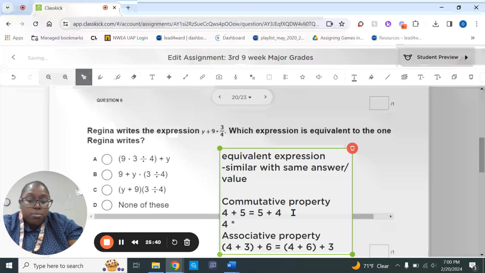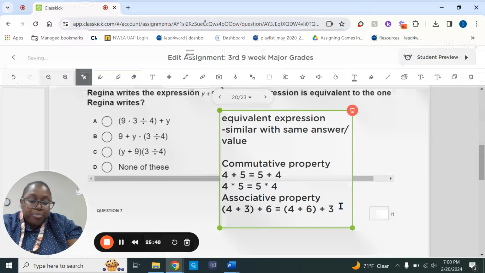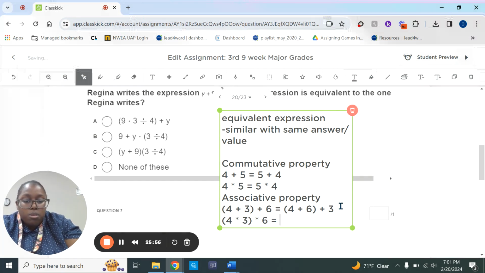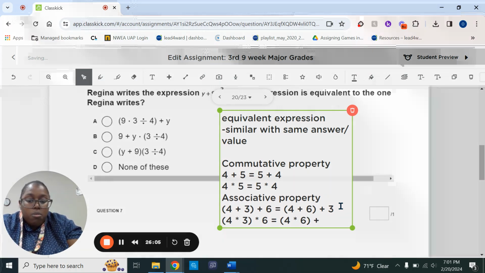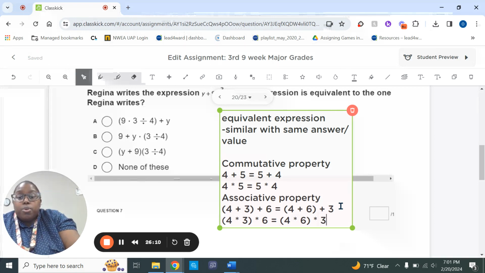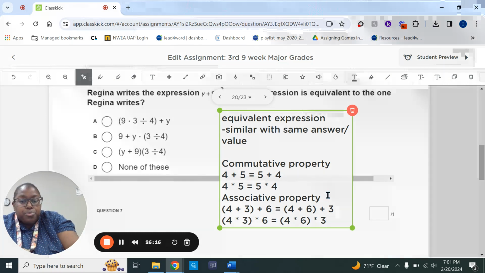Oh, also, the commutative property also works with multiplication. So remember that. So both of those work with multiplication and addition. They don't work with the other two for obvious reasons.